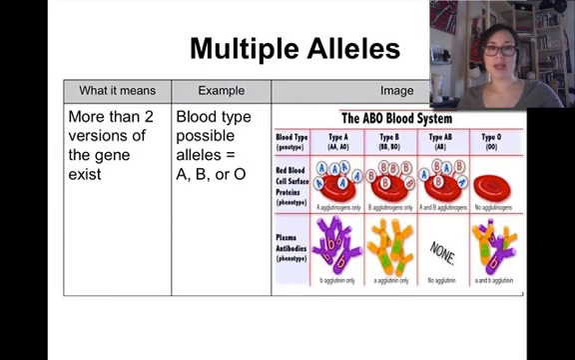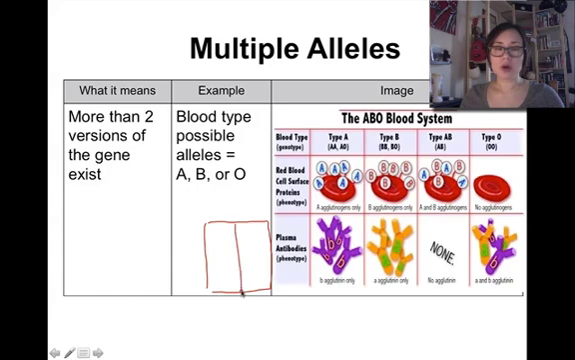So let's go ahead and do a cross so you can see what this actually looks like. So I'm going to set up my Punnett square. You can do the same thing on your paper. I am going to cross a parent. So listen carefully.